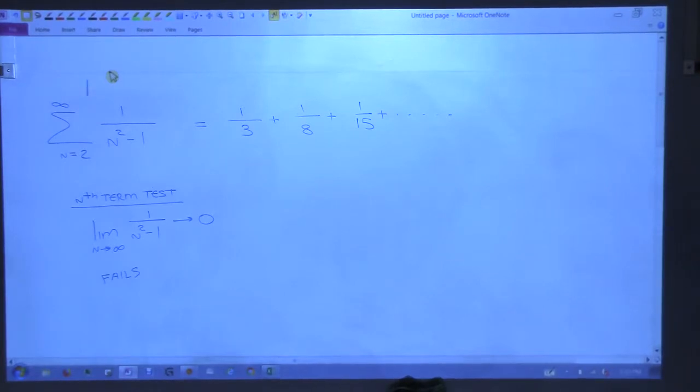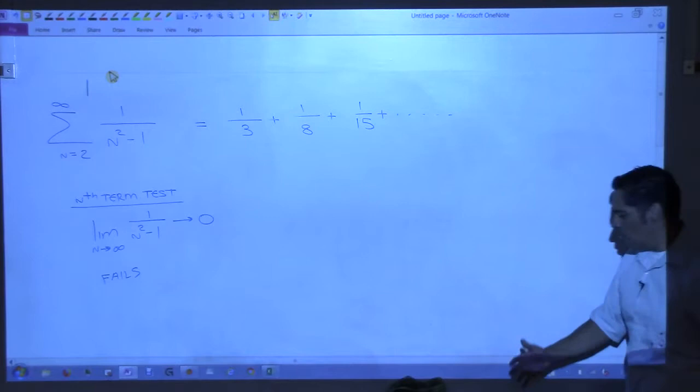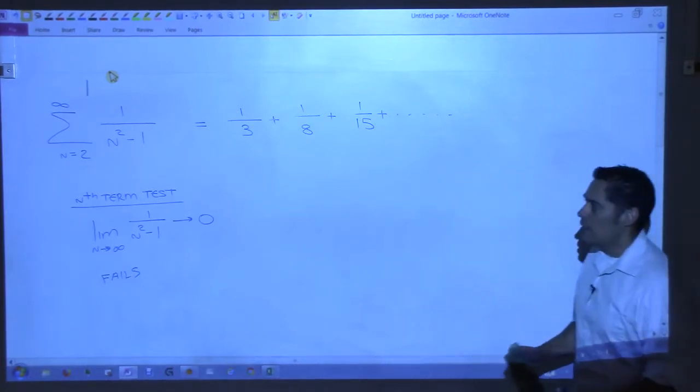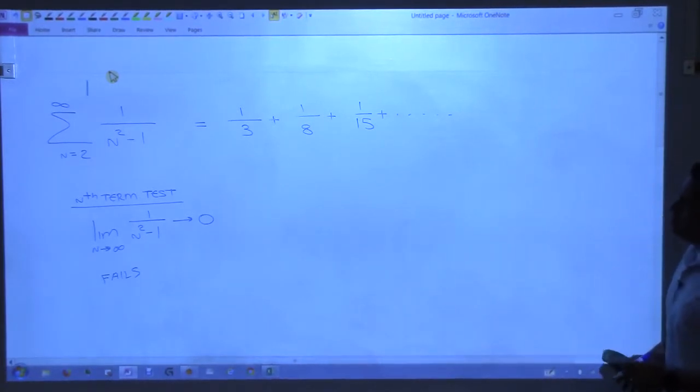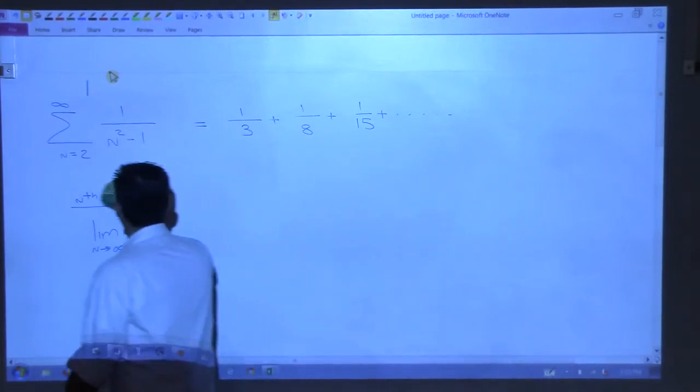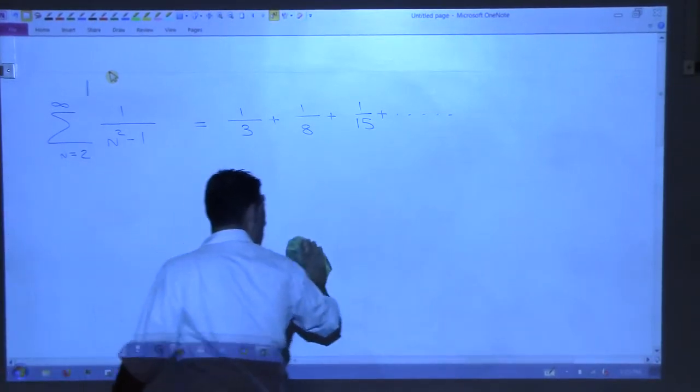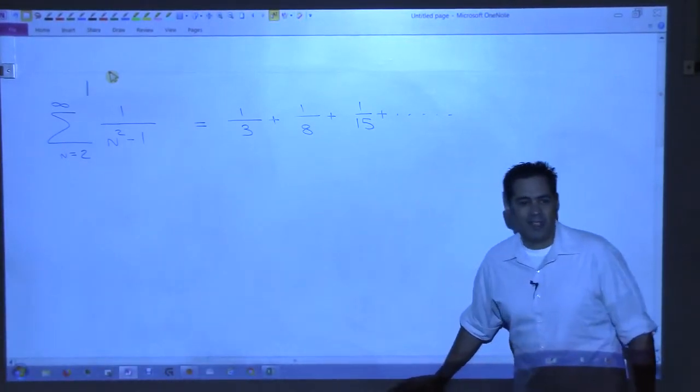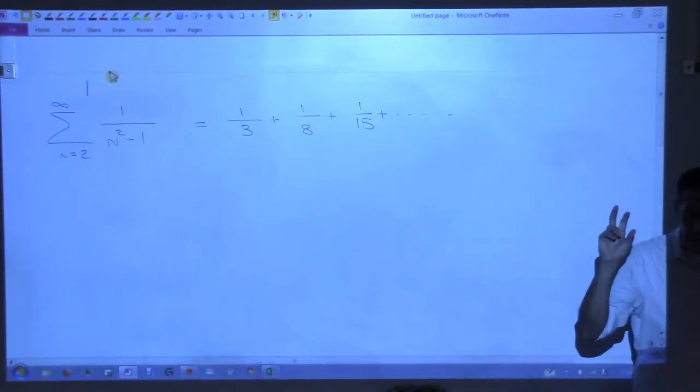So I look at that and I'm just like, well, okay, I don't know. Does this add up to be something? Does it converge? I have no idea, right? No idea. So what can we do? What can we do? Well, we have to realize that this is a telescopic or a collapsing series.